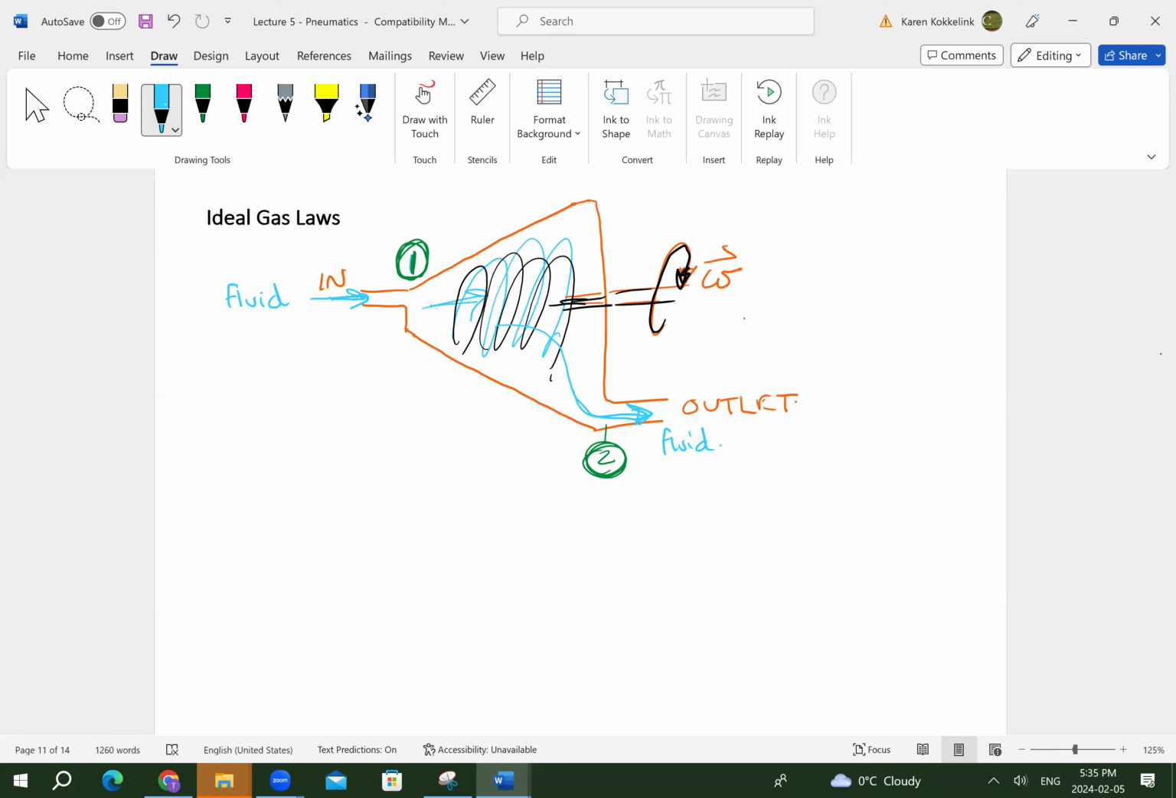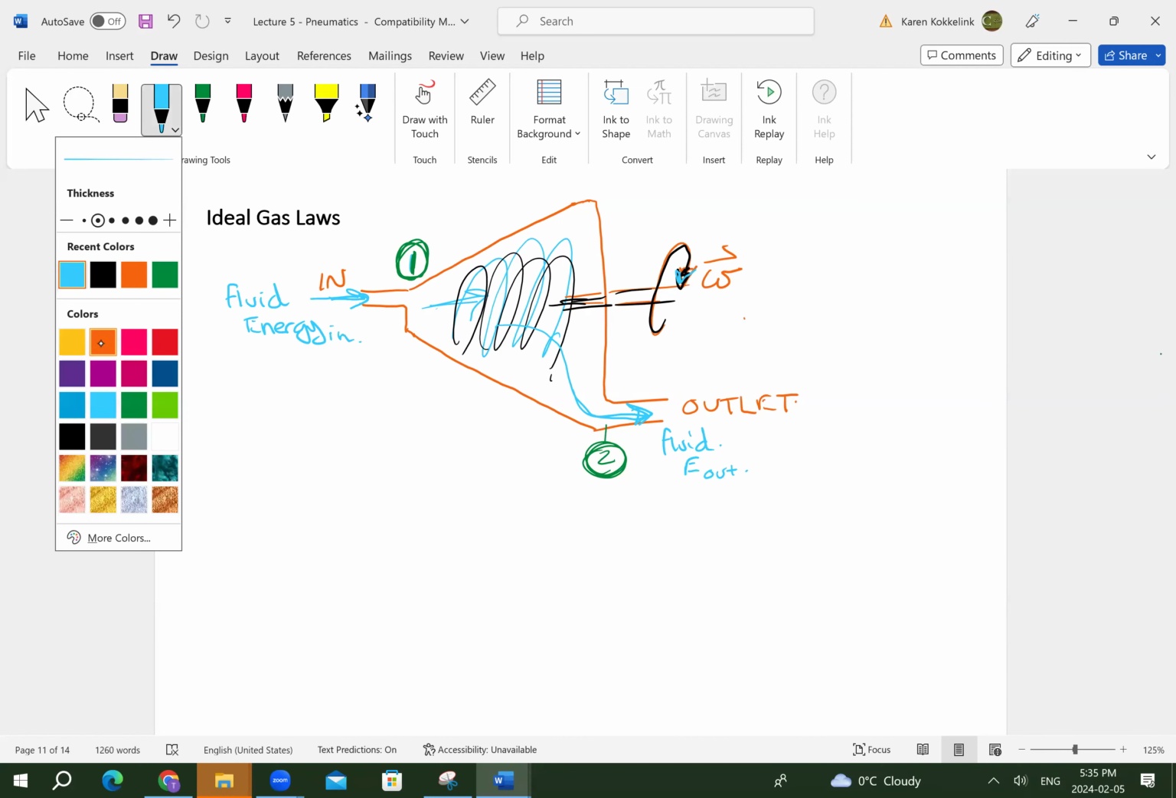Now, this fluid had an energy in it. It had some inherent energy. Some of that energy was lost pushing onto this turbine blade. Some of it went into rotational motion, and then it has an energy out as well. Has an energy in, has an energy out. But let's think about what changes as it goes through here.